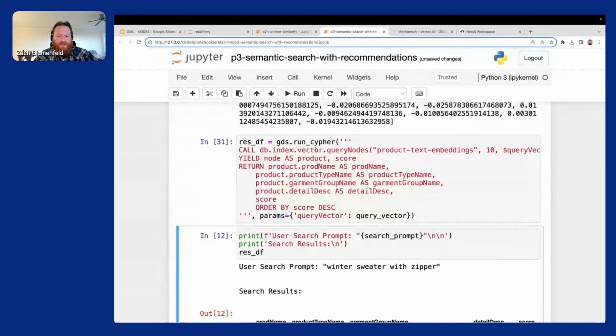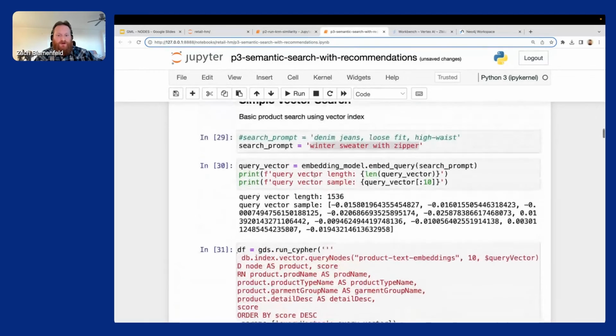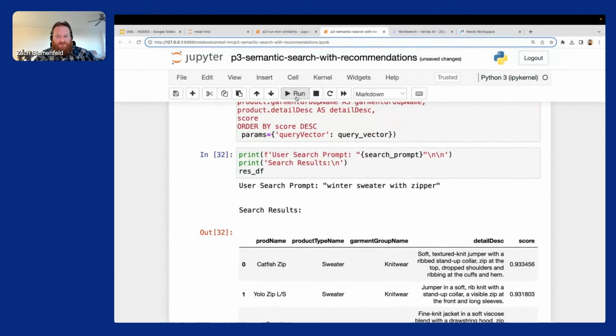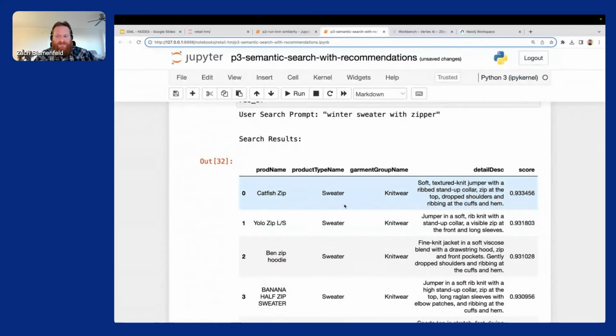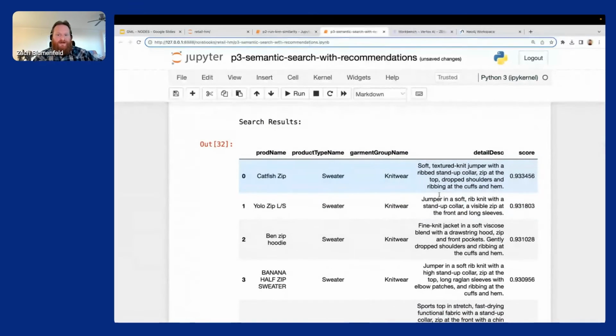it will use that vector index to find semantically similar products to this winter sweater query. When I get the results back, you see that I'll have a scoring of the best results. And you'll see that these descriptions closely match what that user entered. It's not doing any lexical matching. This is just matching on what's semantically similar to what the user entered. So that by itself is very powerful.